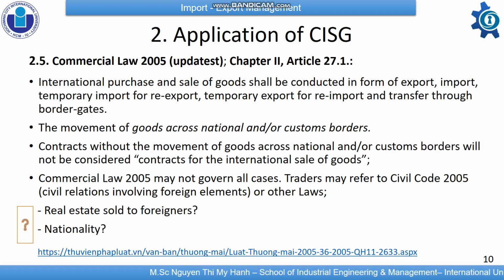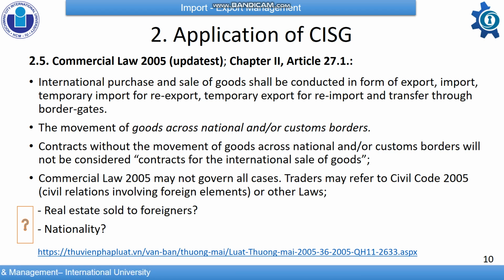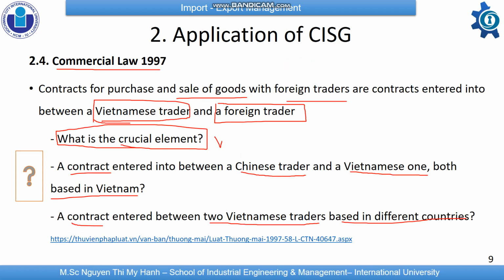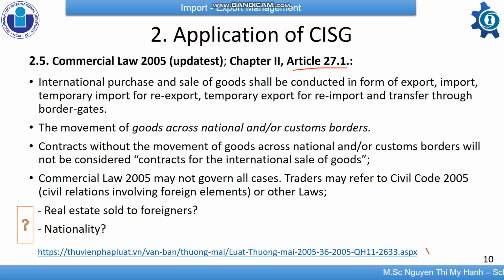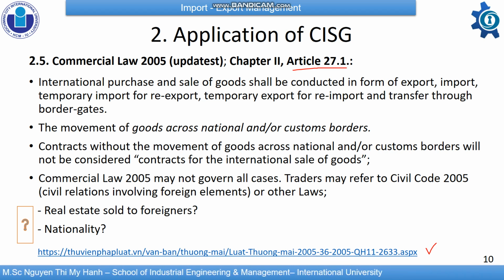And here we go through the commercial law 2005. This one is the newest one, and we are still using this commercial law. And here in Article 27.1, I gave you the link so you can read more about the commercial law 1997. And here also the link for the commercial law 2005. They have both Vietnamese and English versions, so you are free to read either version.